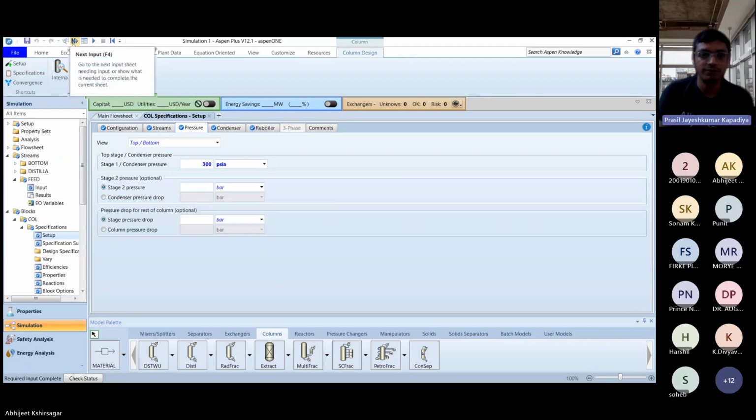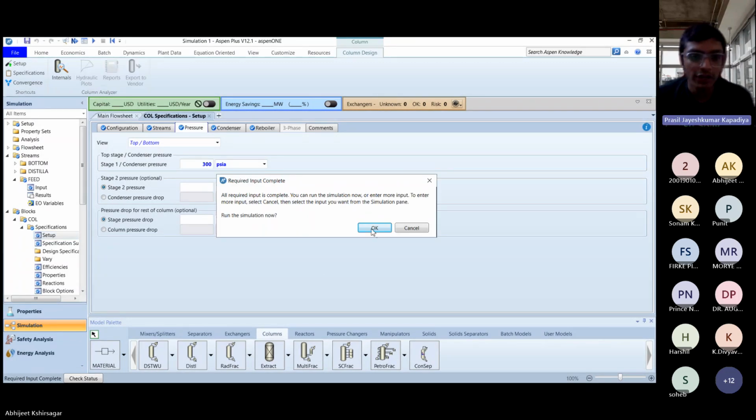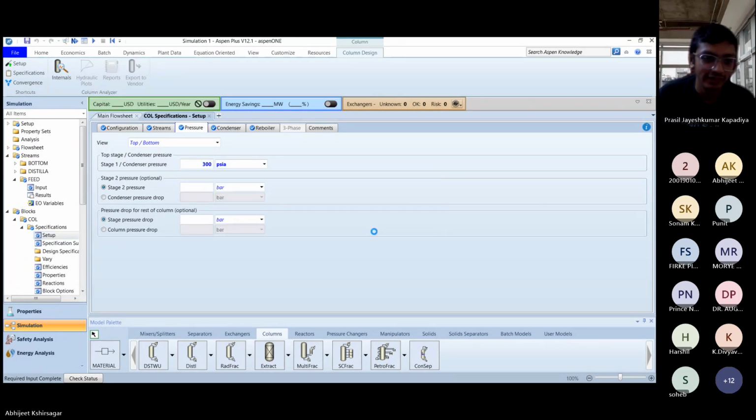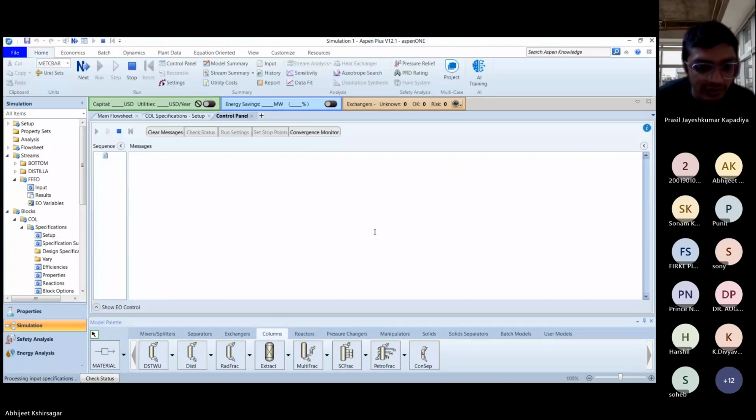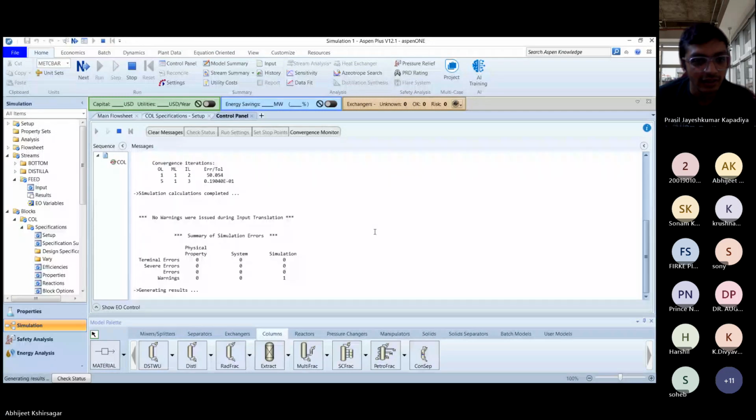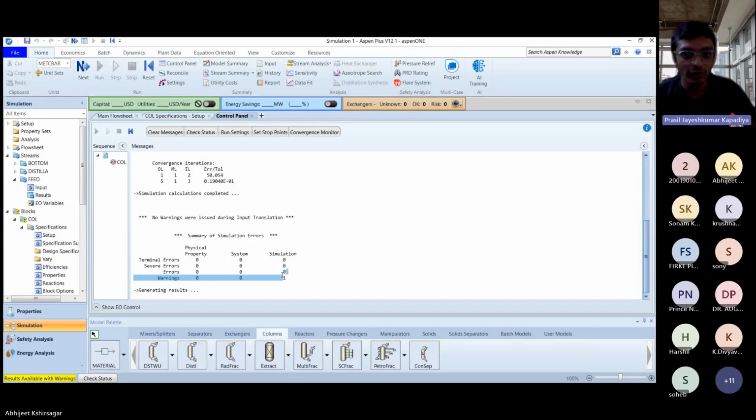Okay, now run it. You will get a warning message, I hope. Simulation errors: one warning. Yeah, the warning is there. Let's ignore the warning for now; we'll see what the warning is.